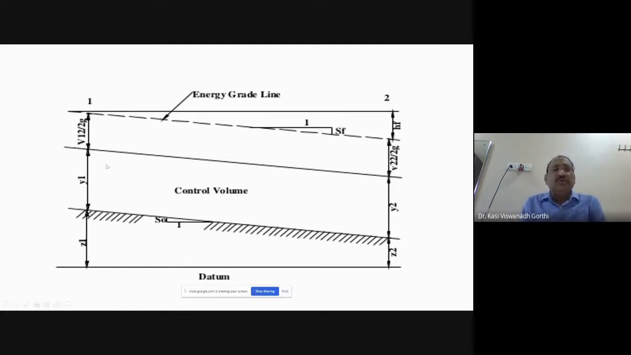So if V1 is equal to V2, what will happen? At section 1, the velocity head is V1 square by 2g, and at section 2, the velocity head is V2 square by 2g. Since V1 is equal to V2, here also it is V square by 2g. The same vertical intercept will be there at section 1 as well as at section 2, which indicates that in the case of uniform flow, the top water surface, known as the free surface, and the total energy line, or the energy gradient line, are parallel to each other. Why is it happening?